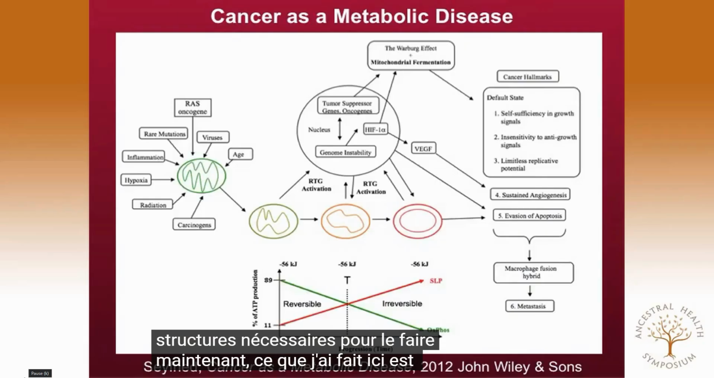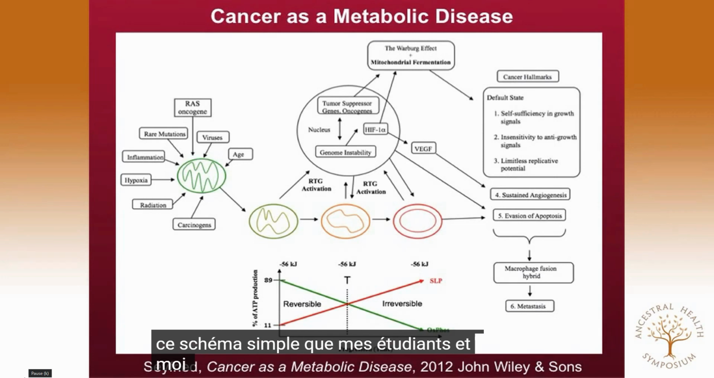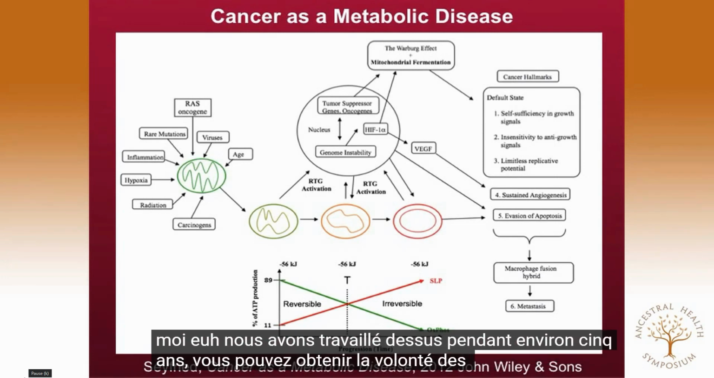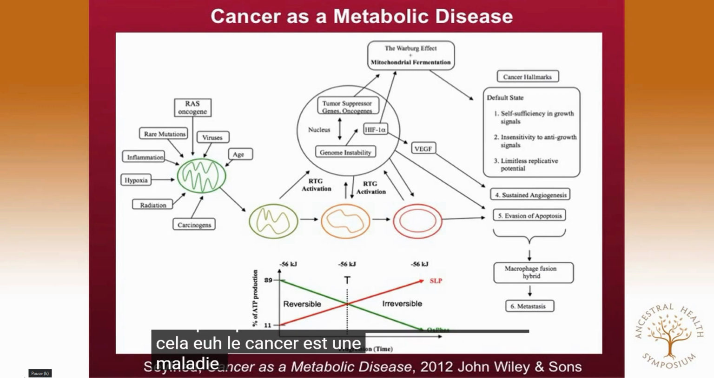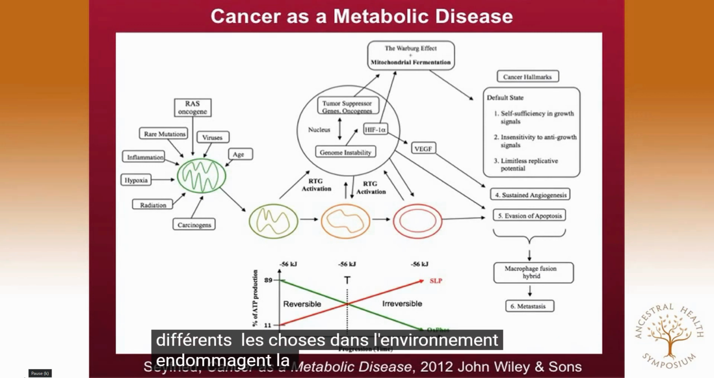Now, what I've done here is just summarize the entire cancer field in this simple diagram that my students and I worked on for about 5 years. You can get the students so that they can help us build this whole thing. Cancer is a metabolic mitochondrial disease caused by multiple different things in the environment, damaging respiration.